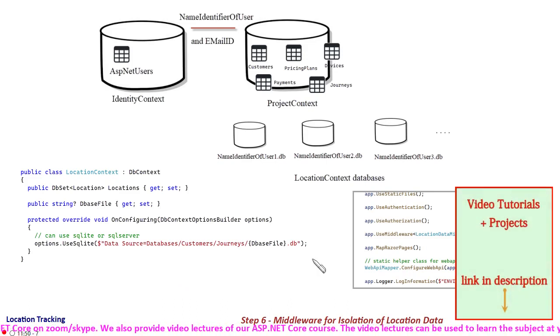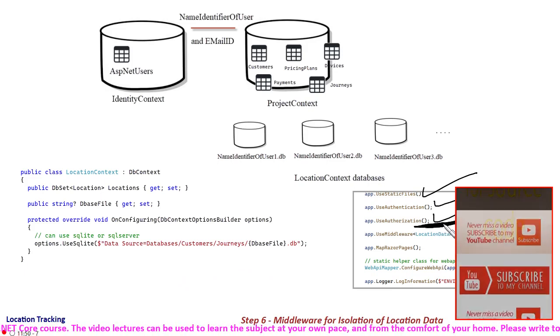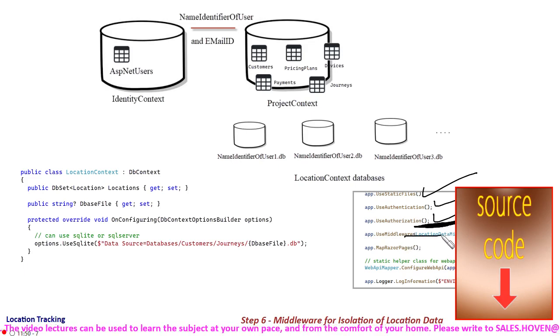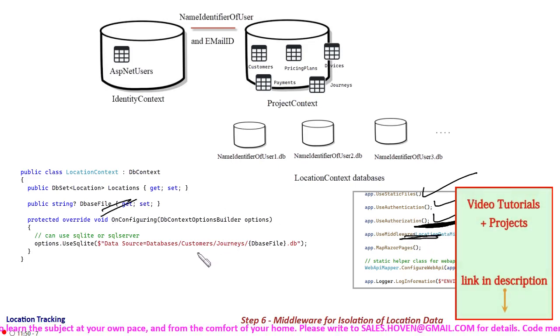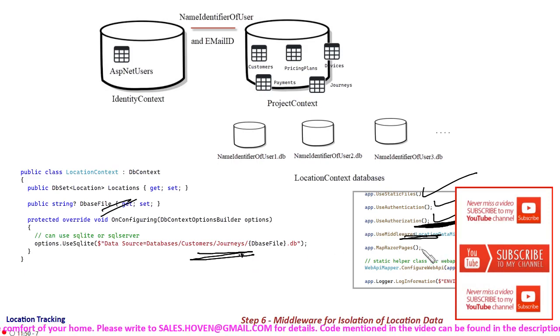And this is how the middleware is going to fit. This is use static files, use authentication, authorization. This means at this point we know the user ID, and therefore this middleware will set this property, and therefore the correct database will be configured. The correct file will receive its data. And after this we have map Razor pages.